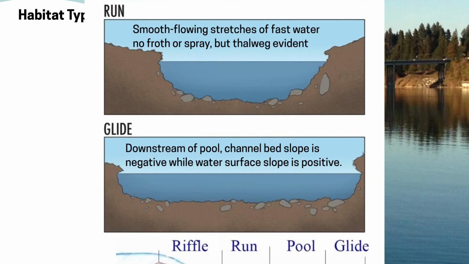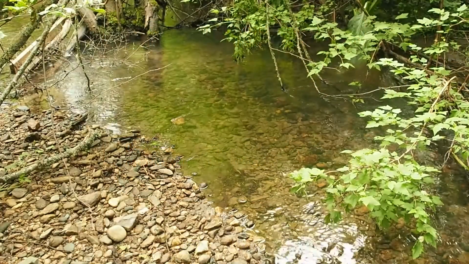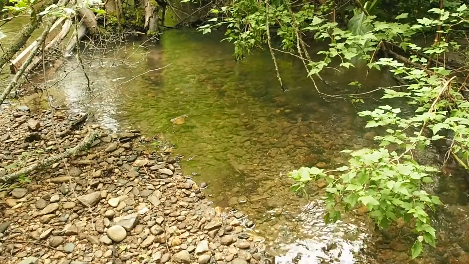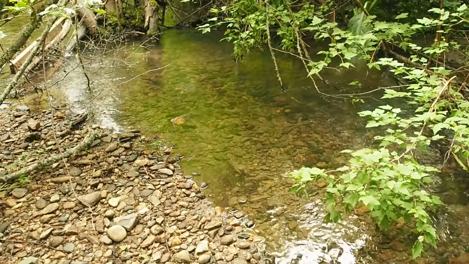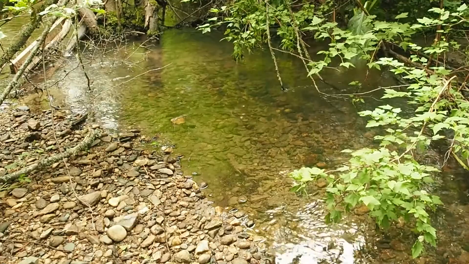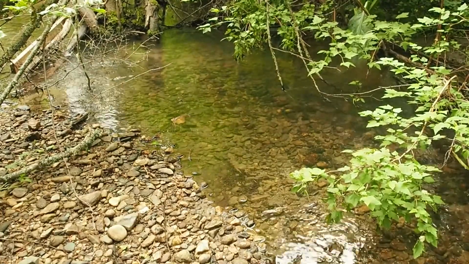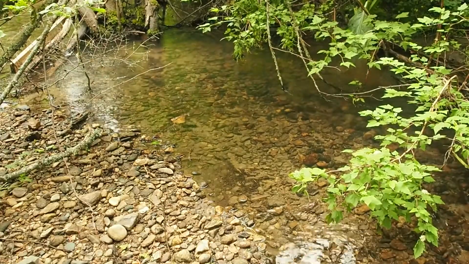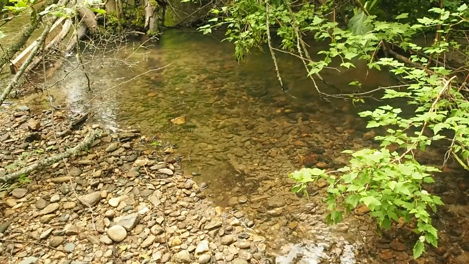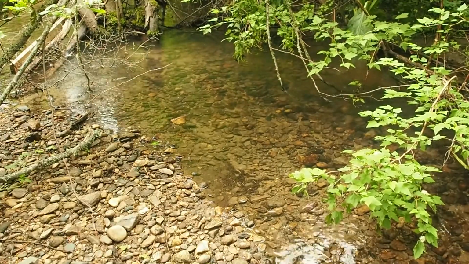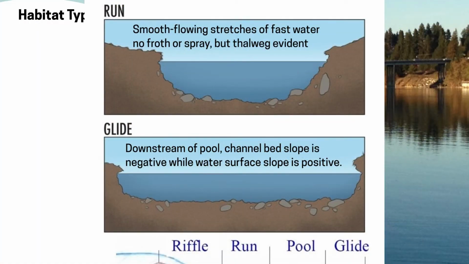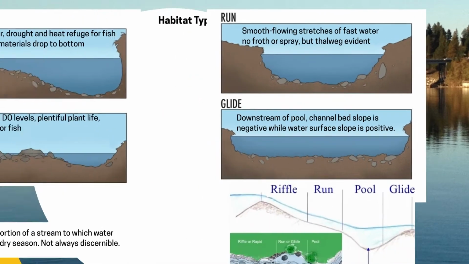A run is a smooth-flowing stretch of the river with fast-moving water but no turbulence. It is sometimes referred to as laminar flow because the stream is quiet but moving. There is usually a thalweg evident in a run, but not always. Runs can have good fish habitat, especially if there are overhanging banks with roots protruding into the river. Runs that are located below riffles may have high dissolved oxygen concentrations.